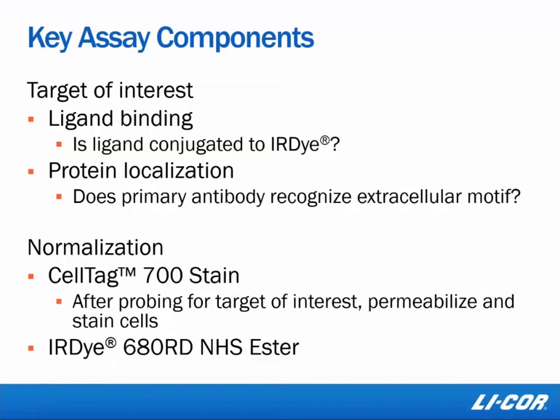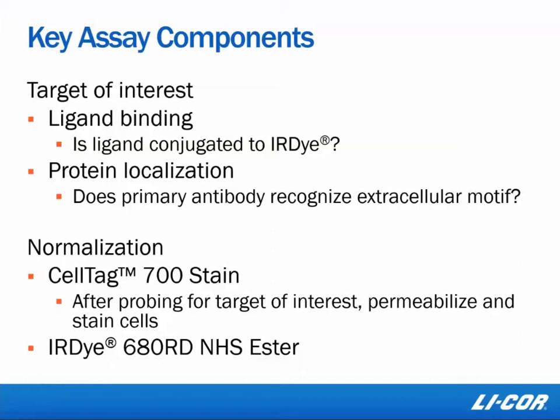Now, since we're not permeabilizing our cells, that can get a little tricky. So, to normalize, you have a couple options. The first is to use CellTag 700 stain to normalize to cell number. Now, please note, CellTag 700 stain is a non-permeable stain.